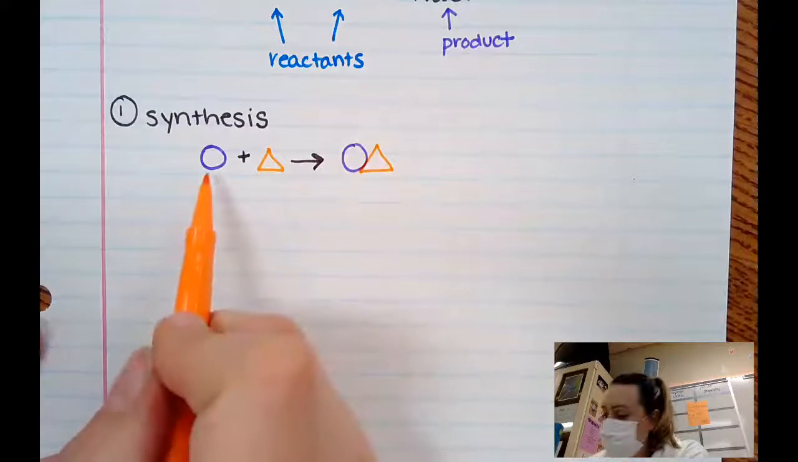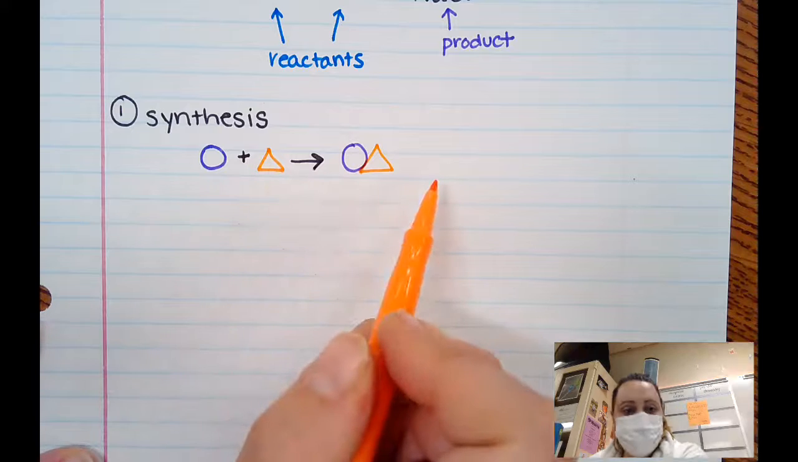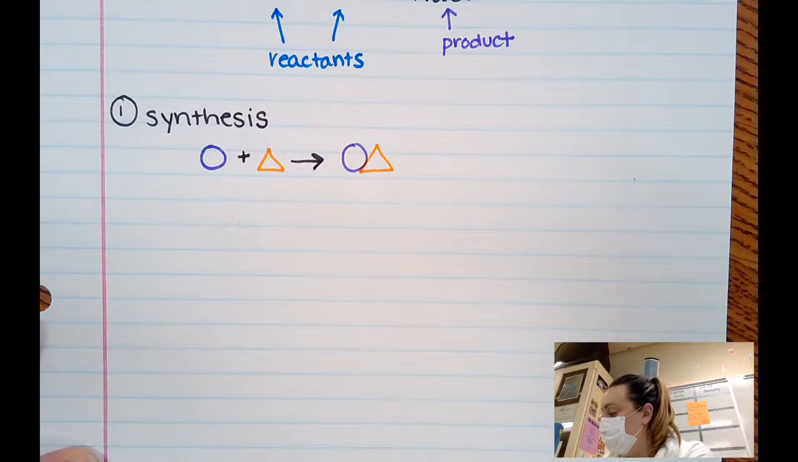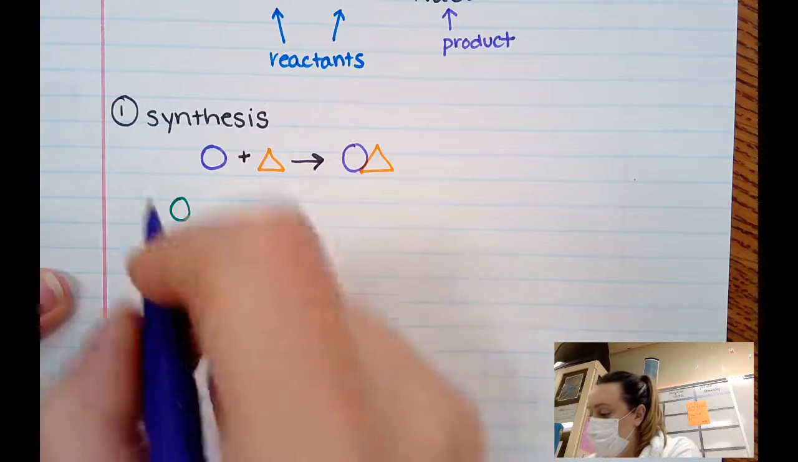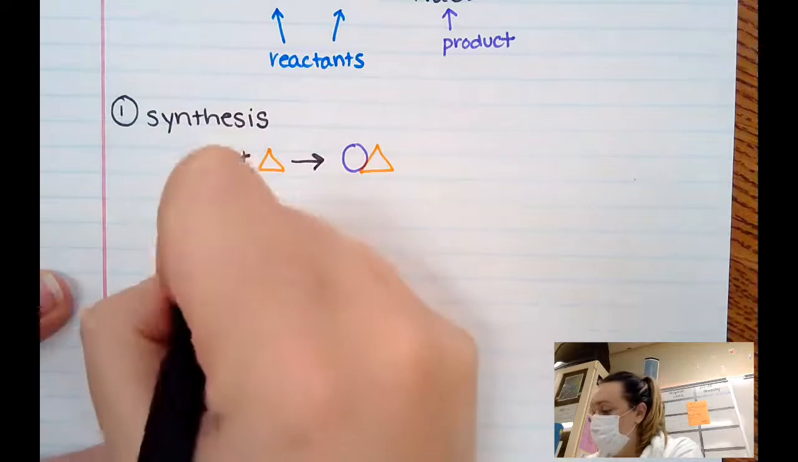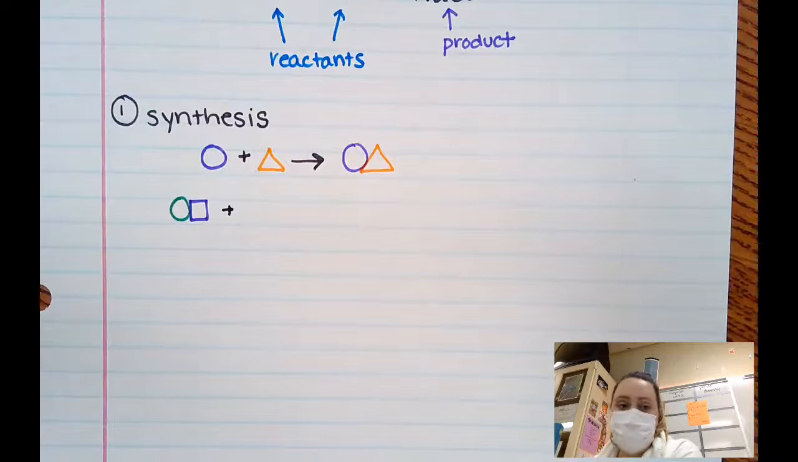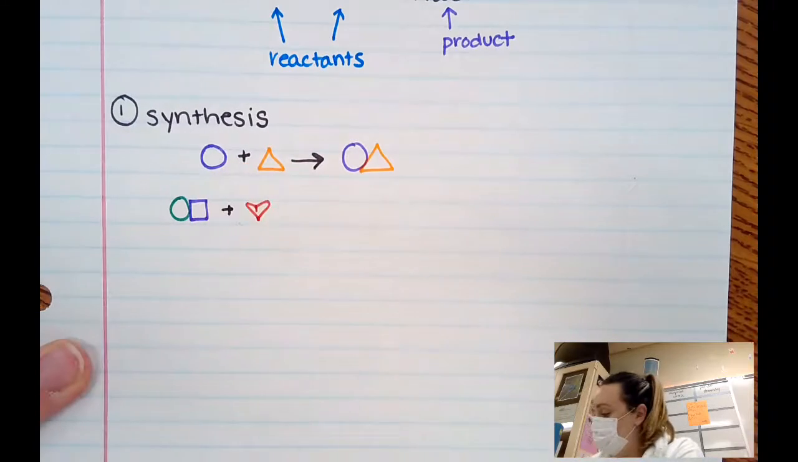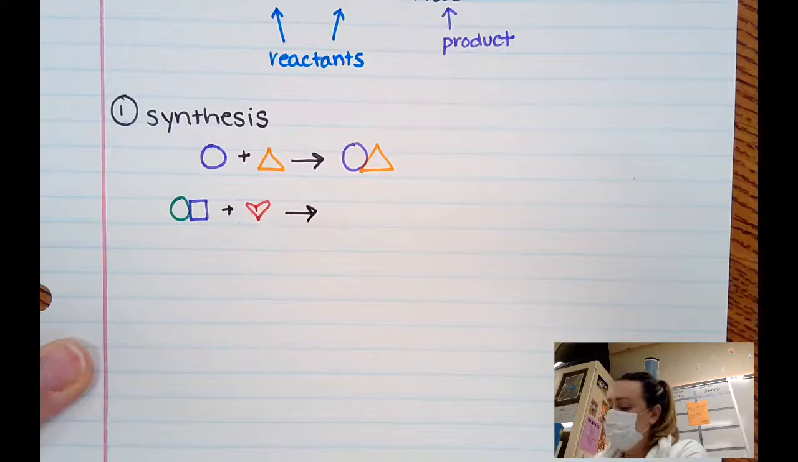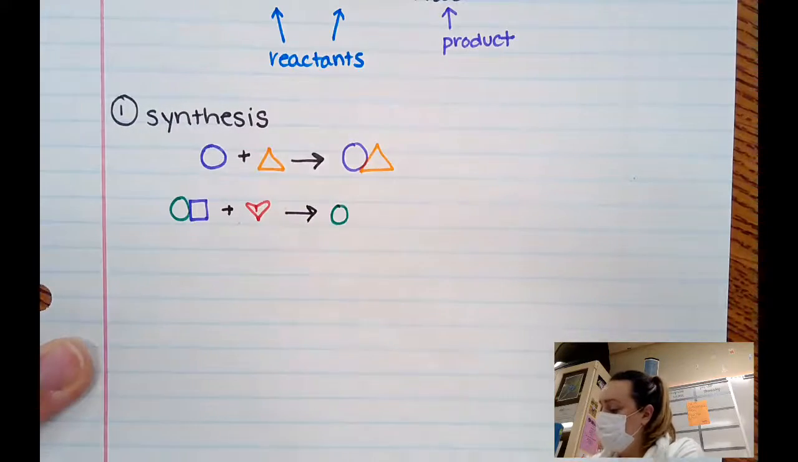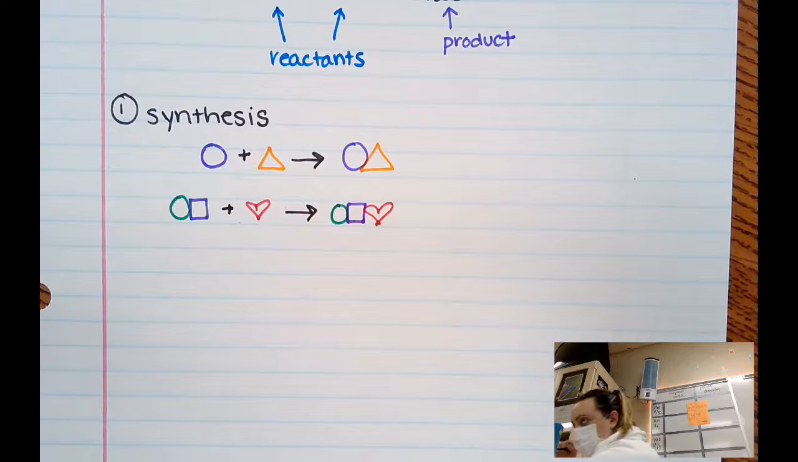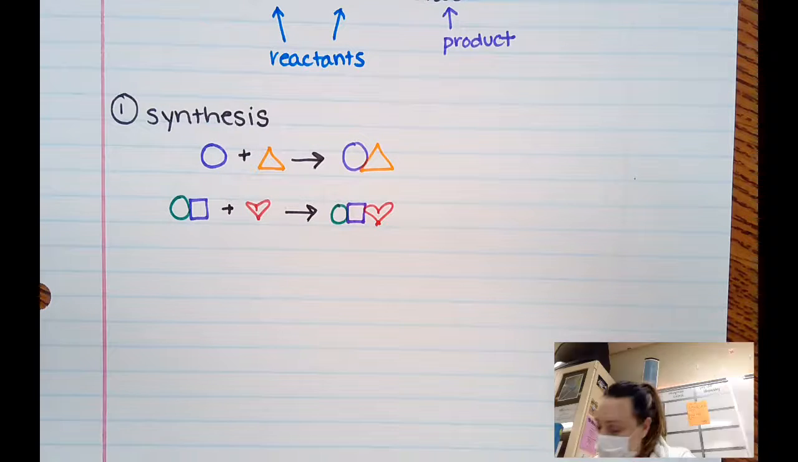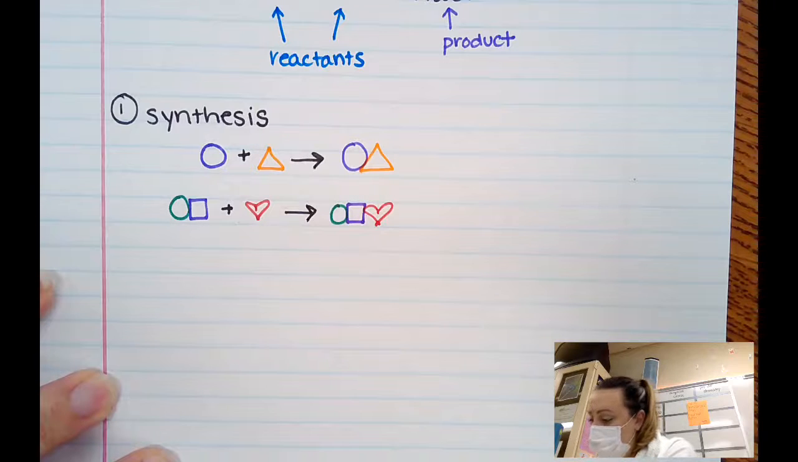So this would be element plus element yields compound. We could also have a synthesis reaction, though, where you have compound plus element yields bigger compound. To synthesize means to come together to create or make, and these are coming together to make one thing.